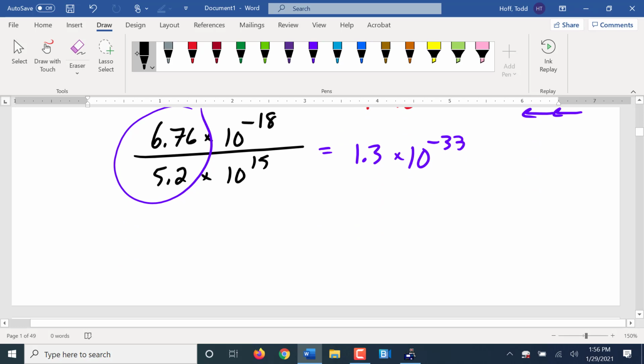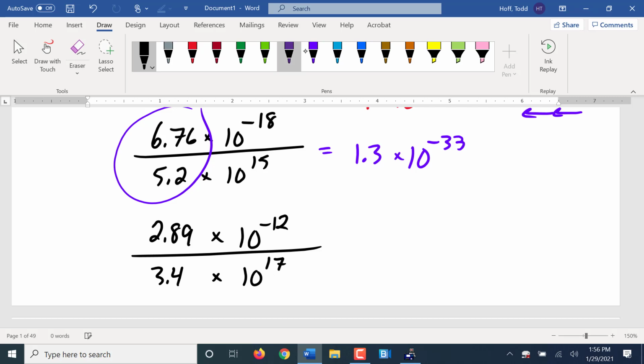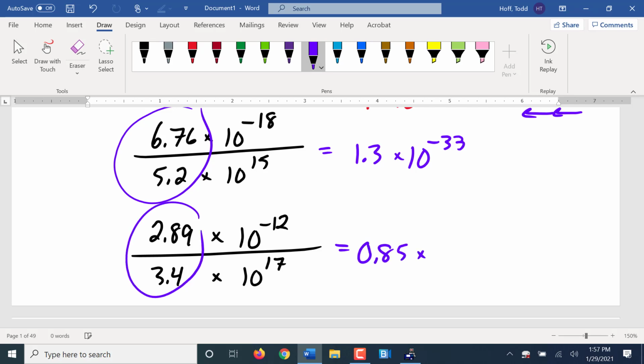Well, let's see, I come up with one more here that makes us adjust. Let's do 2.89 times 10 to the negative 12th divided by 3.4 times 10 to the 17th. So yes, 2.89 divided by 3.4 is 0.85 times 10 to the, there you go, negative 12 minus 17 is negative 12 plus a negative 17. So negative 12 and negative 17 is negative 29.